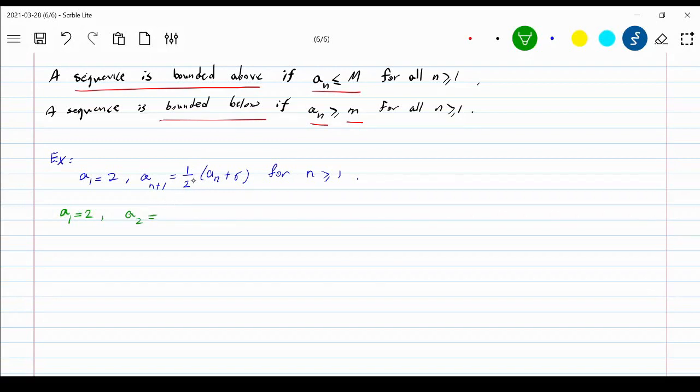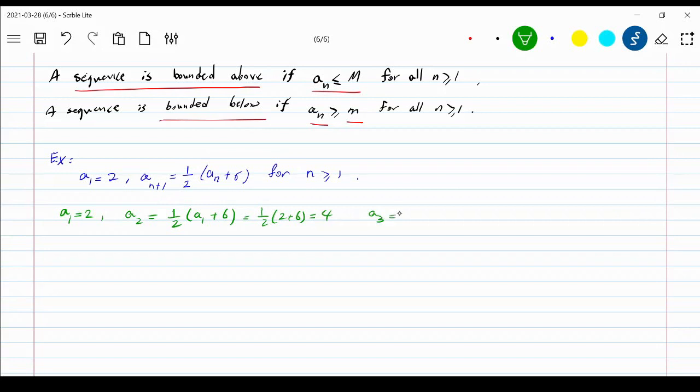A2 would be: replace n with 1 in the recurrence. If I replace n with 1, what you get is 1 plus 1, which is A2. So we get 1/2 A1 plus 6, and we already know A1 is 2. So we get 1/2 times 2 plus 6. That is 4. So A2 would be 4.